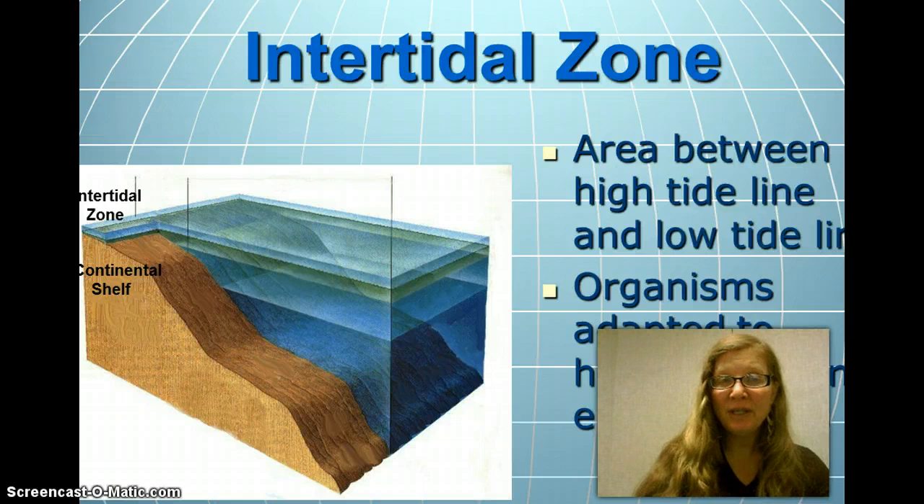Again, the intertidal quickly is the area between the high tide and the low tide line, and again, the organisms that are here. If you were to visit the rocky shores of California or Oregon, it's a very harsh, highly changing environment, and the organisms that live there are very specific.